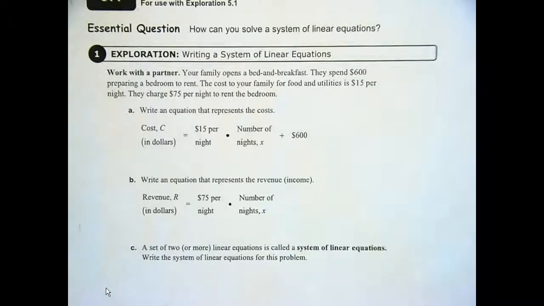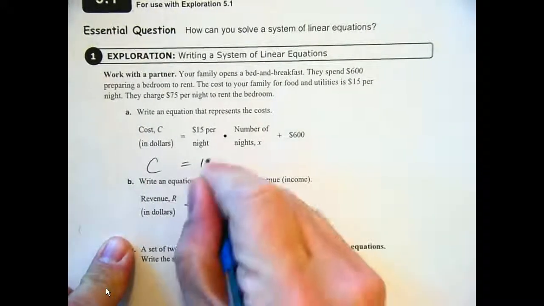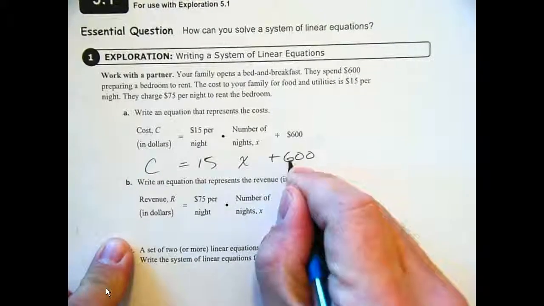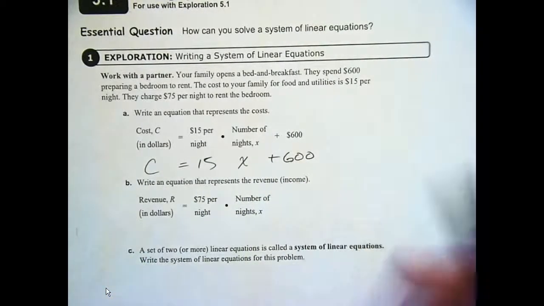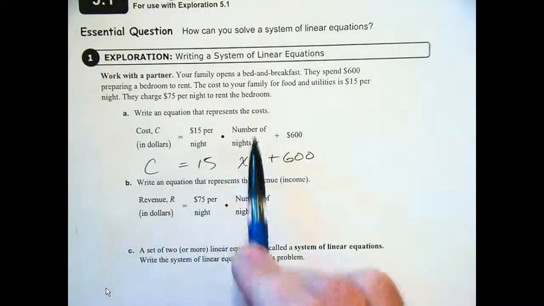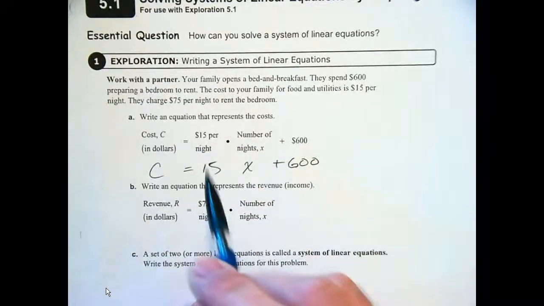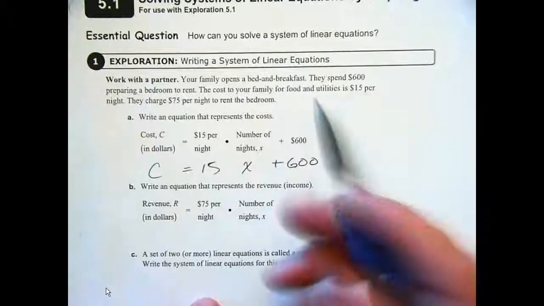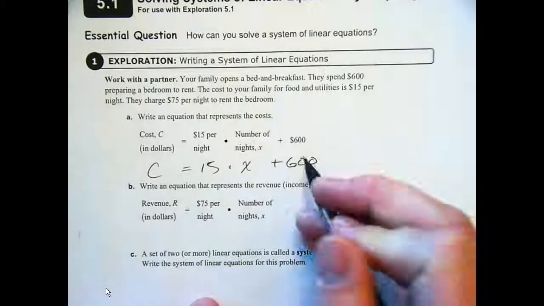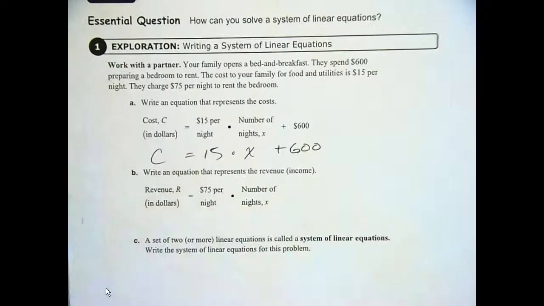So, Logan, what'd you get for letter A there? C equals 15 x plus 600. No parentheses there. But yeah, we're saying the cost is C, $15 per night, that's a rate. Anytime you see the word per night, or per something, that's a rate. A number per something. And then we add our 600 there.